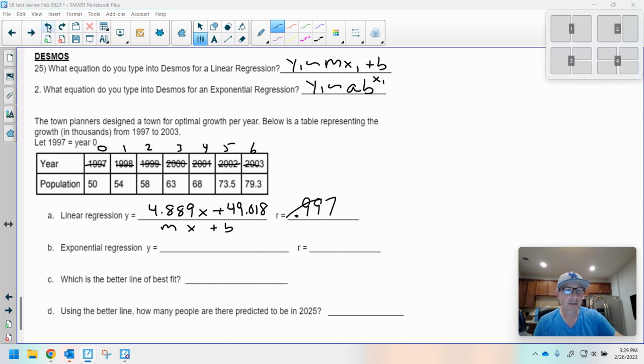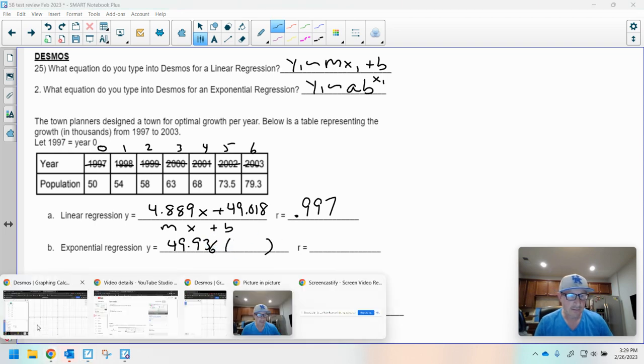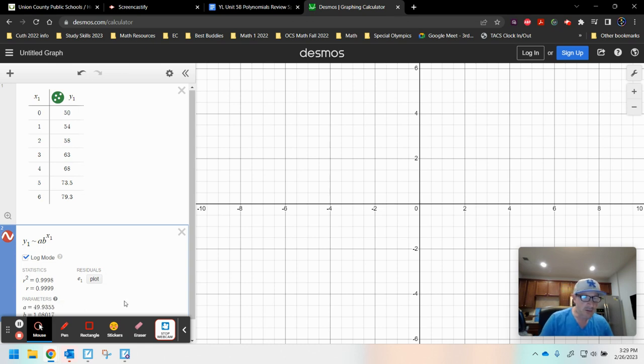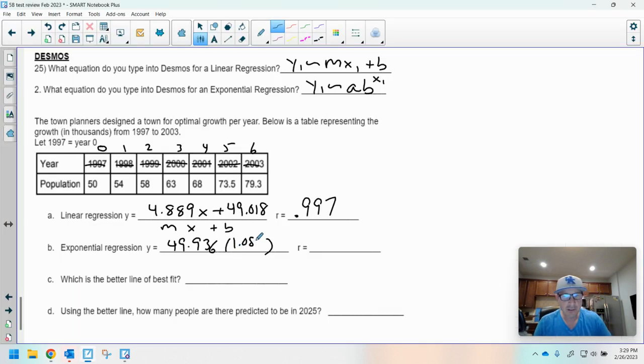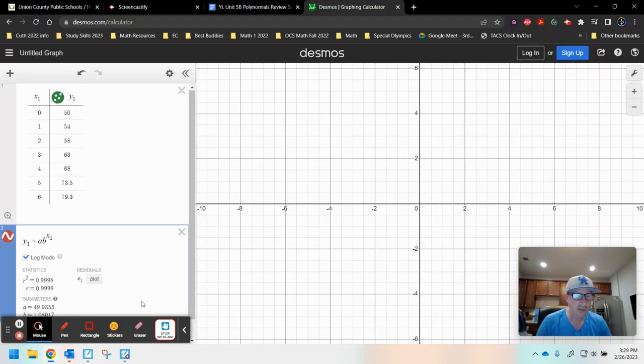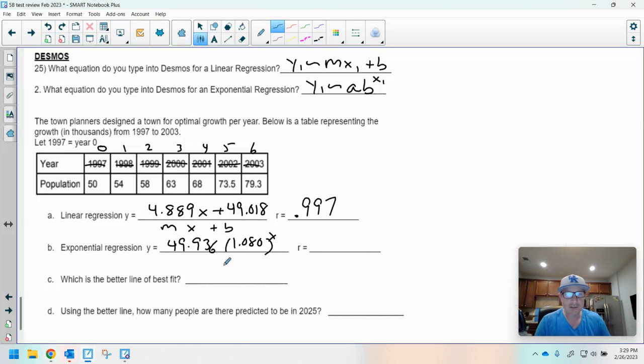49.936. Our B, I'm going to put in parentheses, is going to be 1.080. We raise that to the x power, and we have to find our r, which is 0.9999. I guess we can round it up to a 1 if we really wanted to, but I'm just going to put 0.999. If you wanted to do it as 1, you're not going to be wrong.